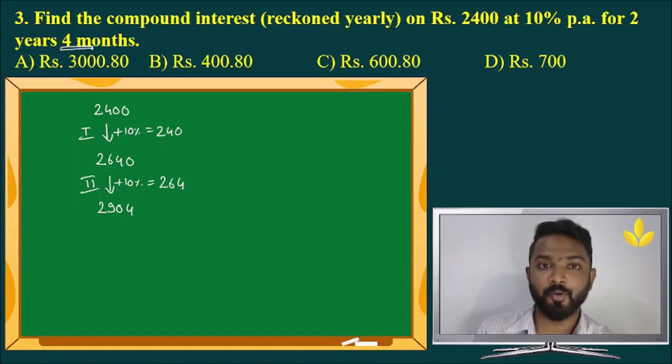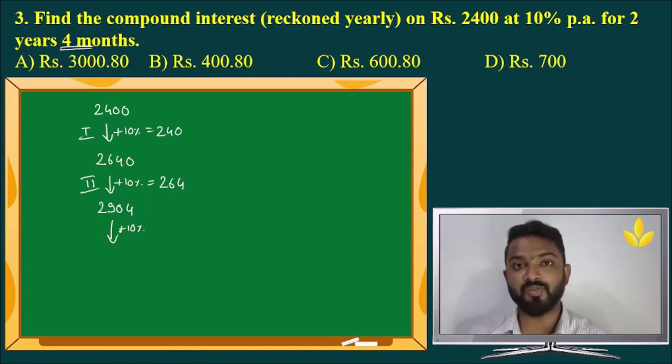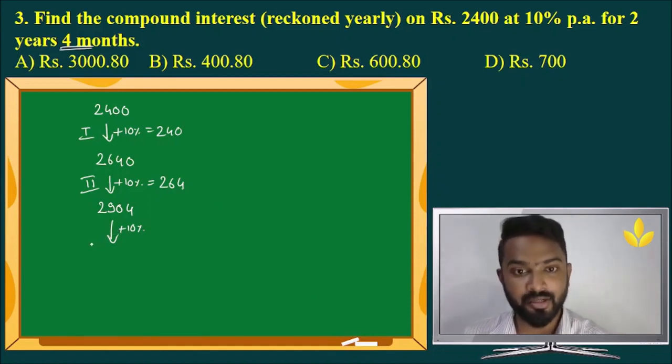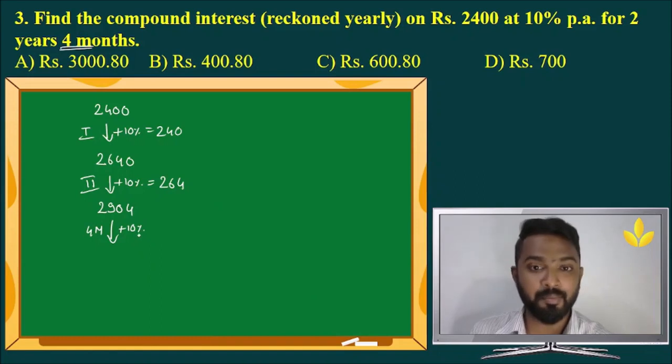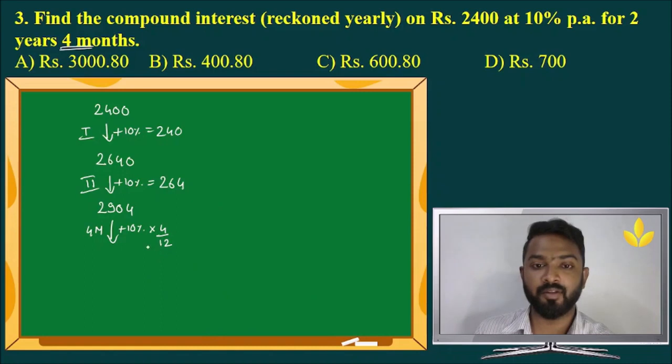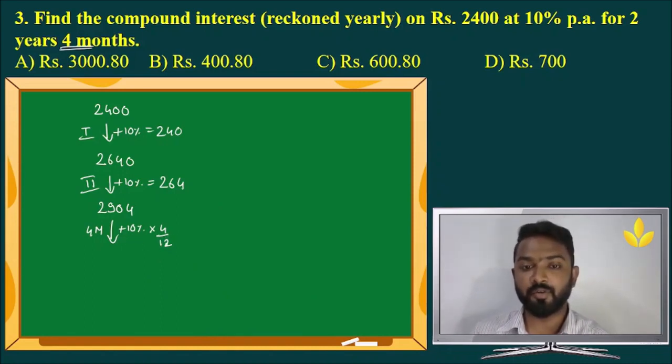After that we have 4 months. What to do with that? So this increases by 10%, but this 10% is for the entire third year. Are we dealing with the entire third year? No, we are only dealing with 4 months. So it won't increase by 10%. It will increase by 10% into 4 by 12 because 10% was for 12 months. For 4 months it will be 10% into 4 by 12. That is equal to 10% of this, which is 290.4 into 1 by 3.